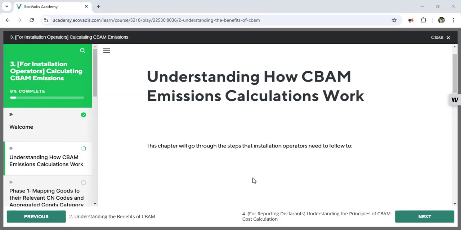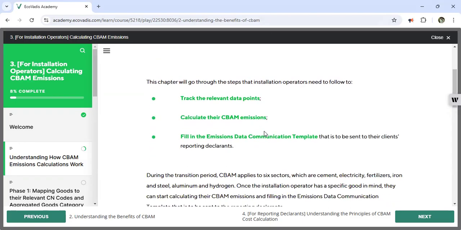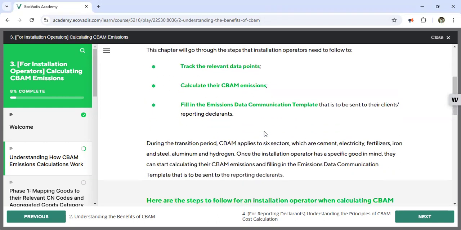For installation operators, calculating CBAM emissions. Understanding how CBAM emissions calculations work. This chapter will go through the steps that installation operators need to follow to track the relevant data points, calculate their CBAM emissions, fill in the emissions data communication template that is to be sent to their client's reporting declarants.